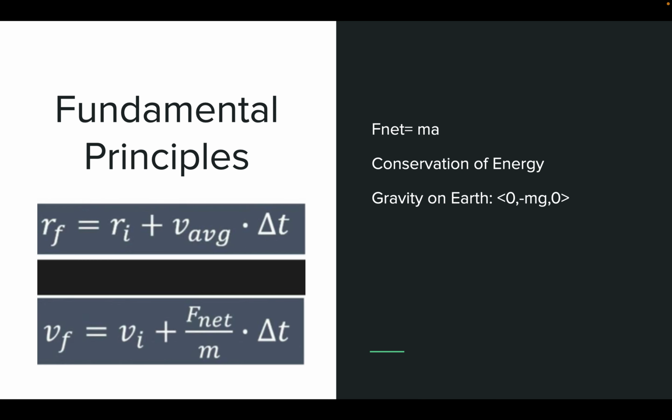So taking a look at the fundamental physics principles, we obviously have the position update and velocity update formulas, but these really get condensed down into just force is equal to mass times acceleration, as well as the conservation of energy formula. And taking a look at gravity on Earth, you'll see that <0, -mg, 0> will counteract our drag force moving forward.